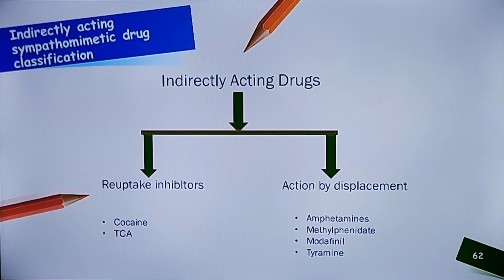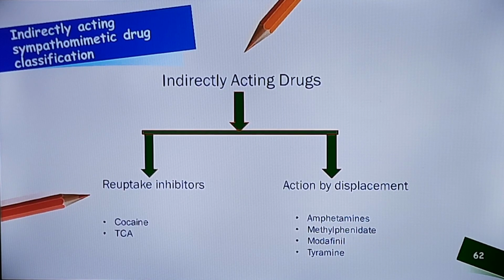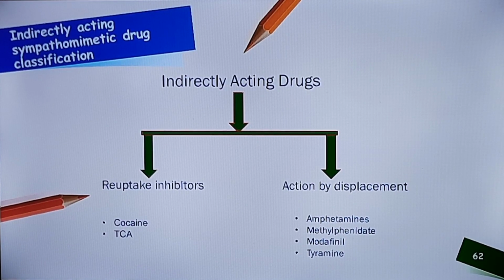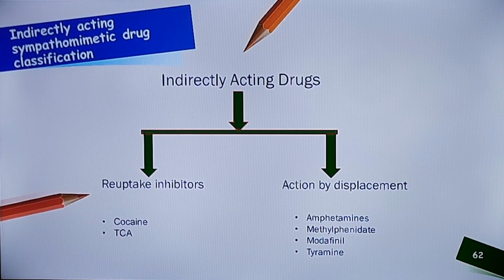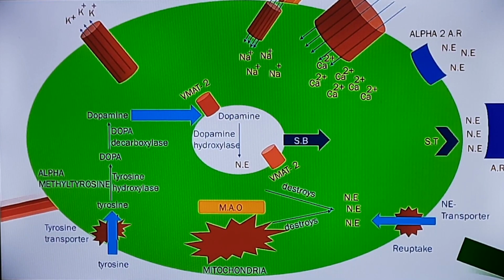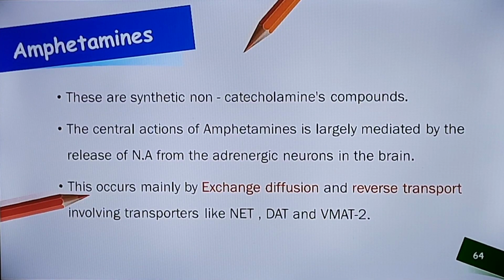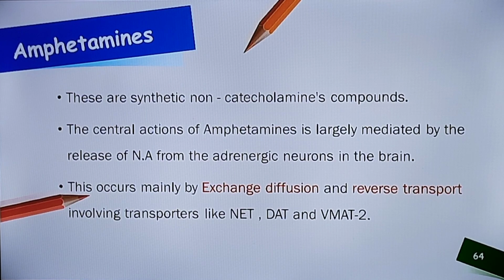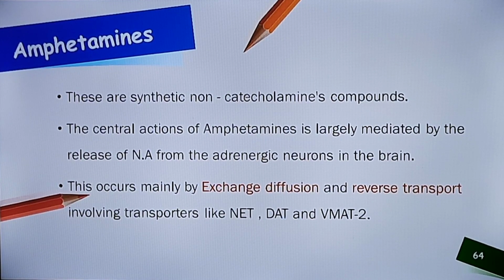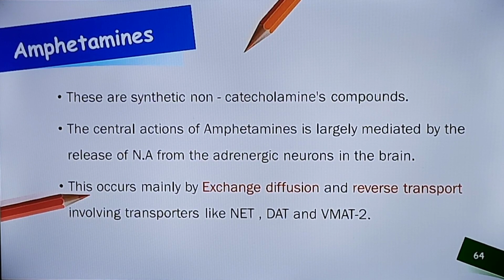Now let's move on to the second category of indirectly acting drugs, that is action by displacement. Now this action by displacement, we will understand when we study amphetamines. So let's start our discussion with amphetamines. Talking about amphetamines, these are synthetic. Synthetic means these are substances which are produced in a laboratory.